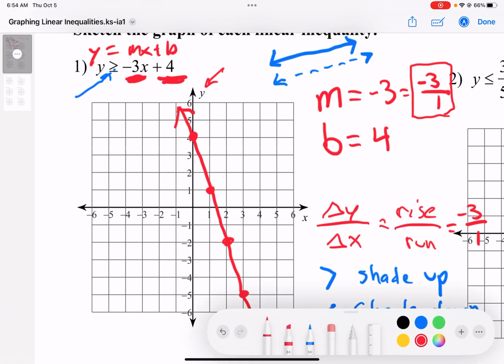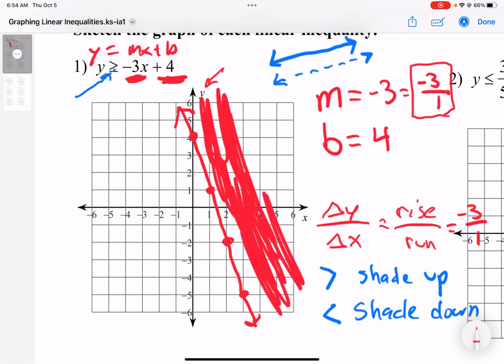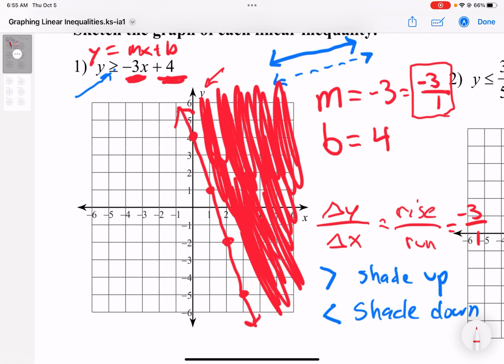And so this is a greater than symbol, so I'm going to shade above the line. And I'm shading this in. And there we go. We have graphed this linear inequality.